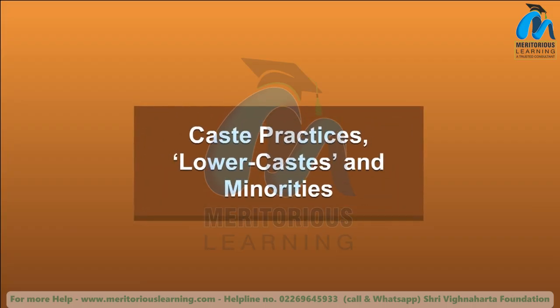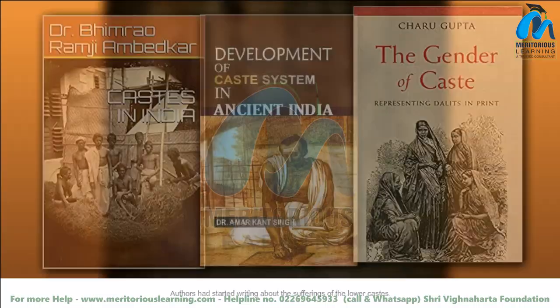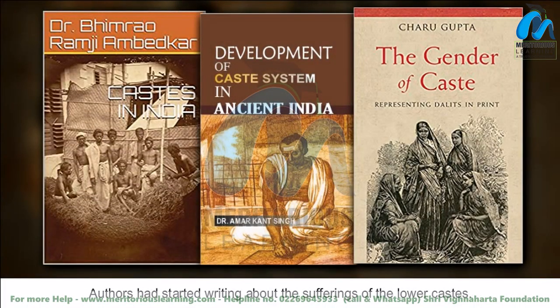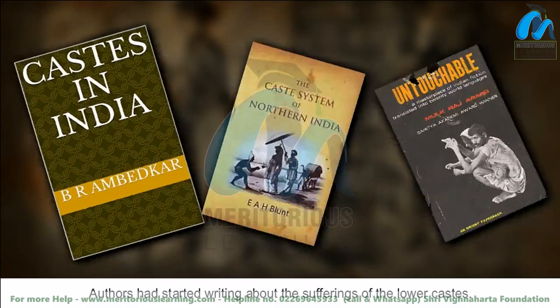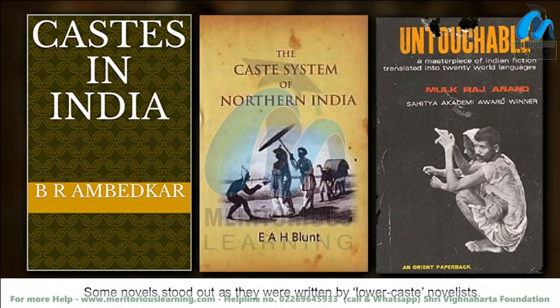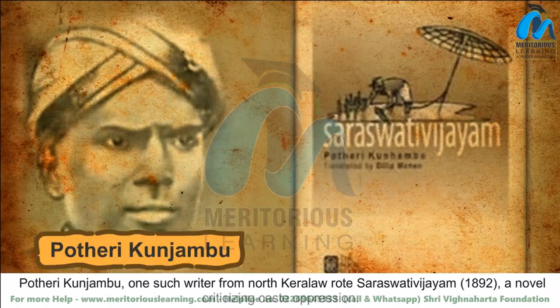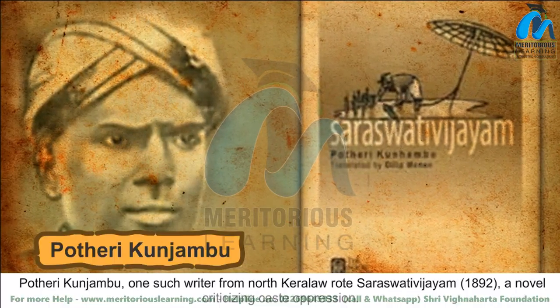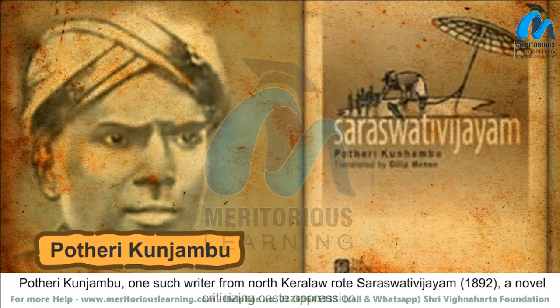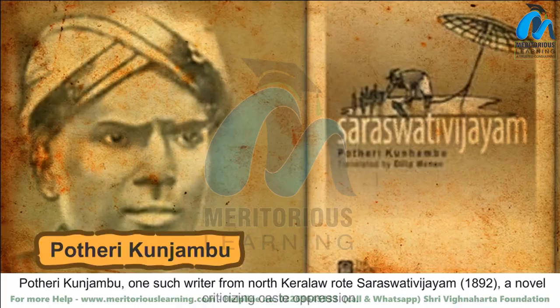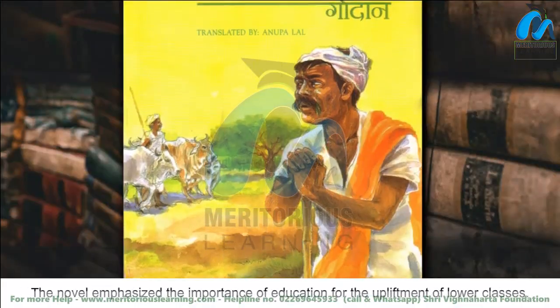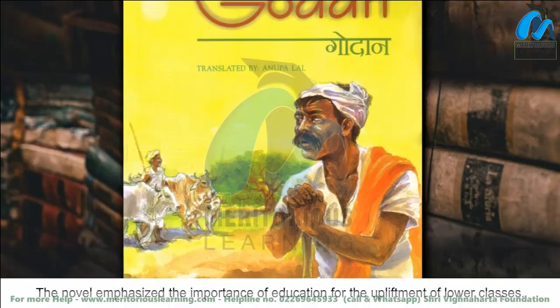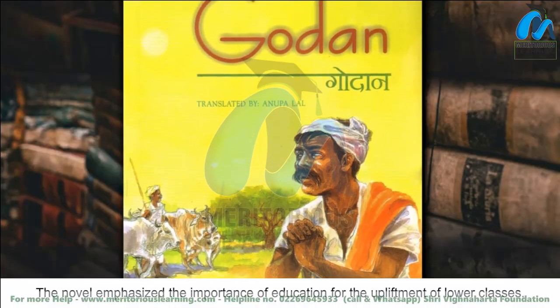Caste practices, lower castes, and minorities. Authors had started writing about the sufferings of the lower castes. Some novels stood out as they were written by lower caste novelists. Potheri Kunjambu, one such writer from North Kerala, wrote Saraswati Vijayam in 1892, a novel criticizing caste oppression. The novel emphasized the importance of education for the upliftment of lower classes.